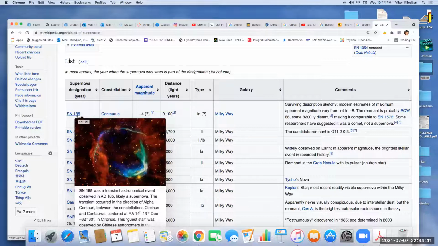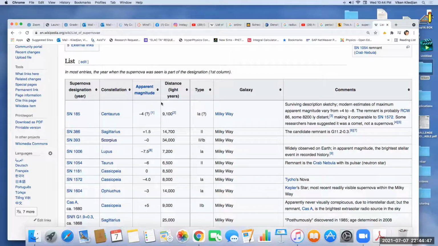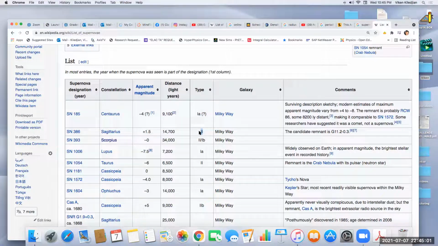So, wow, that is beautiful. But now we've actually pictured it. And then you can see what its apparent magnitude in the sky is by now, and what kind of supernova it is. If it's a type 1A, then it's the type of supernova that we just saw, the white dwarf exploding. If it's a type 2, then it's a heavy mass star that's exploding, and we haven't even talked about that yet. That's a type 2 supernova.